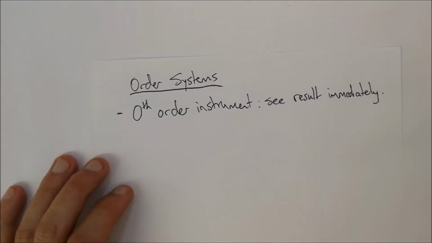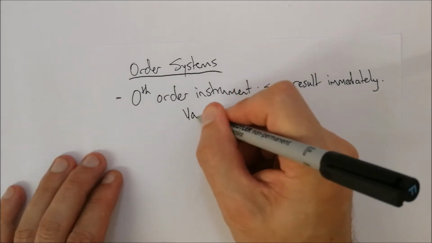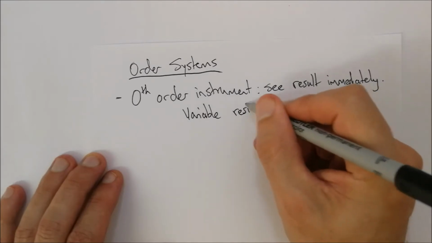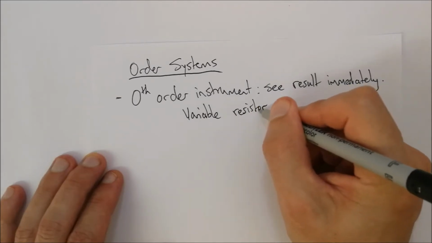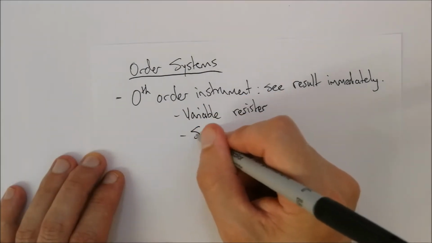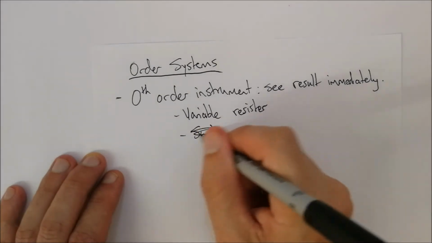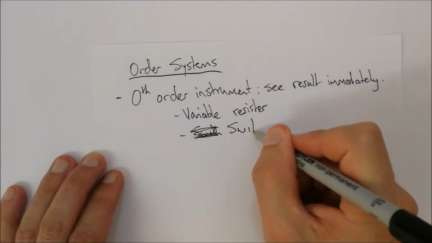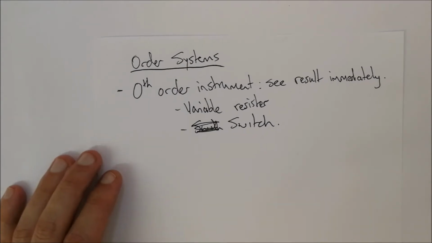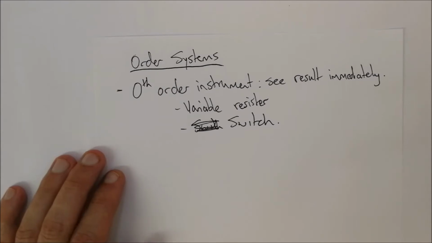A good example would be a variable resistor. If you change the resistance, you would be able to see the result immediately. What you could also be looking at is a switch. Let me spell that correctly. Switch. So when the switch gets activated, it will respond immediately. You'll be able to see a light going on immediately.